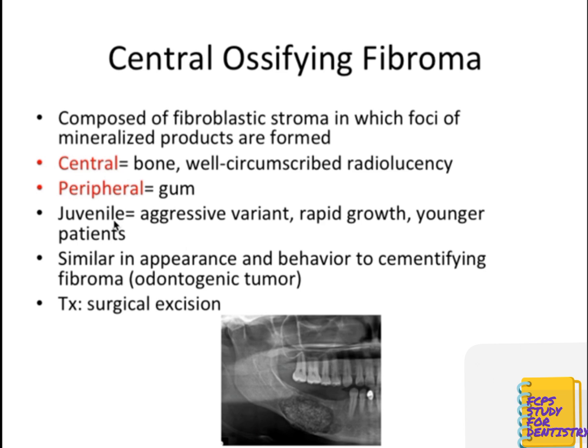There's also a juvenile version of it, and this is an aggressive variant with rapid growth, and of course, since it's called juvenile, affecting a younger patient population. Now, it's similar in appearance and behavior to the cementifying fibroma, which is an odontogenic tumor, and honestly, it's probably not too important to remember that fact for the exam. Treatment, as in a lot of the lesions we've been talking about lately, is with surgical excision.